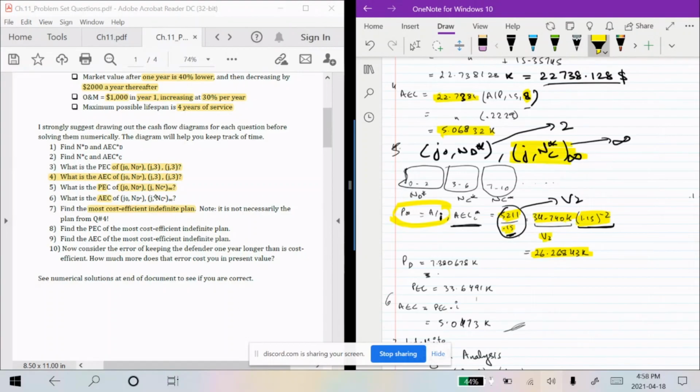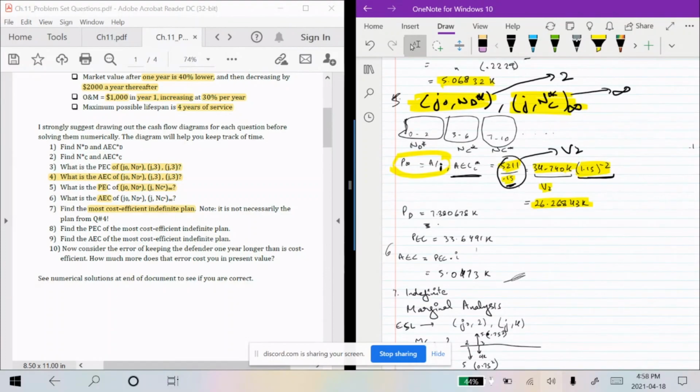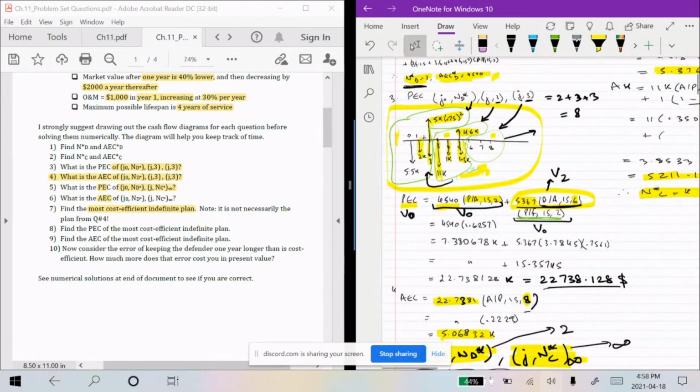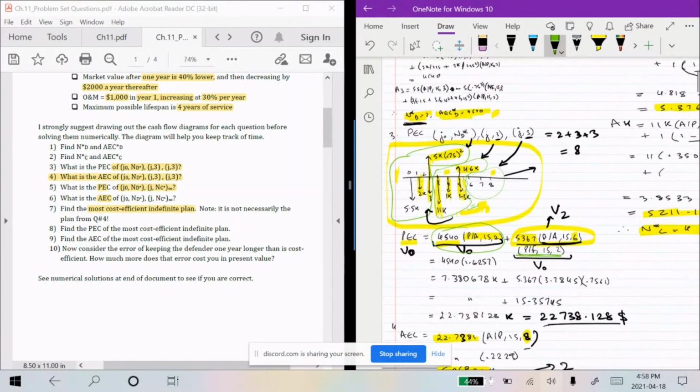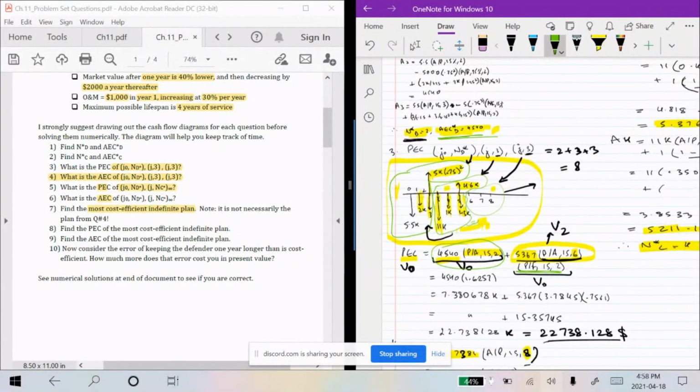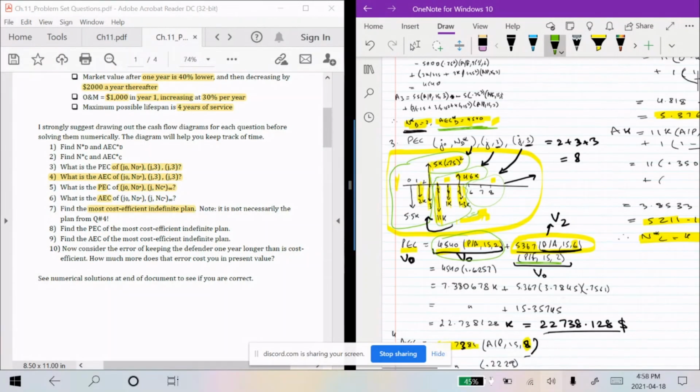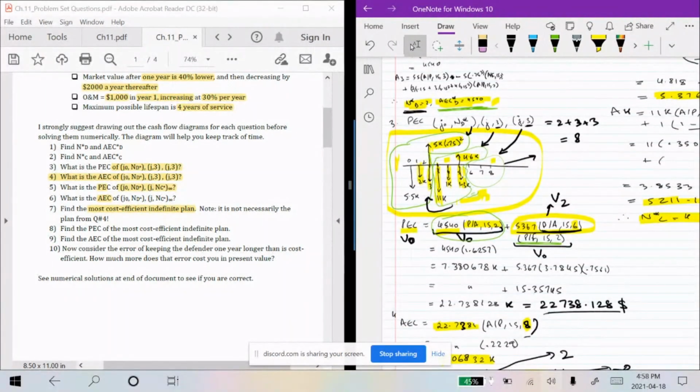So this part, we're done for. Now we need to find the present worth of the Defender. So to do that, what I did is, we had already done this previously, right here. If you guys remember this one. 4540 was the estimated annual cost for the Defender, the most cost efficient plan. That's the present worth, right?